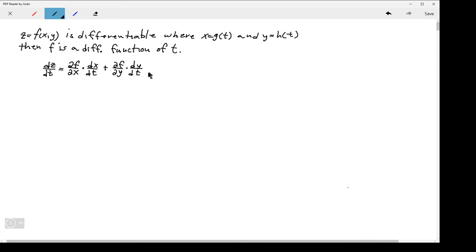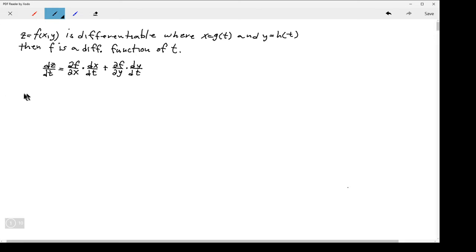Okay. Now, because we're mixing partials and regular derivatives, and because we're mixing x and y and t, this is not something you normally use to just find a function derivative. You're usually looking for it at a point. So when we do these problems, you'll see in the book when you look at the homework, we're looking for the derivative at a specific point.